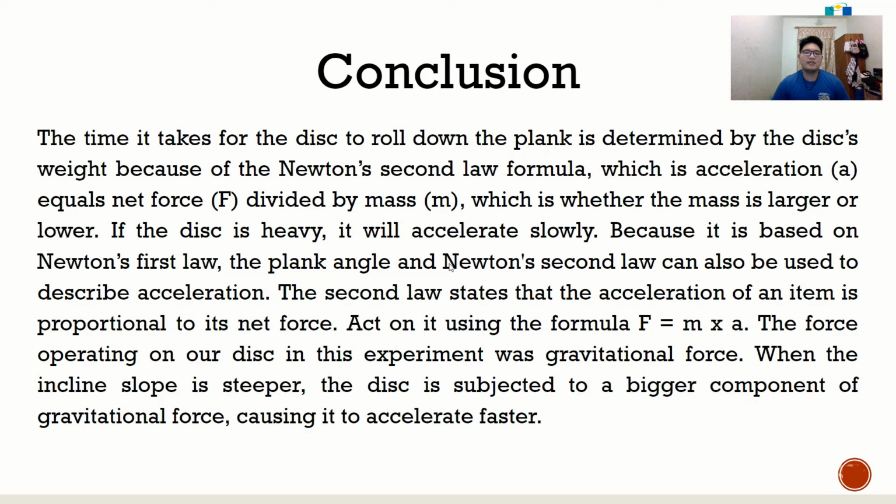The second law states that the acceleration of an item is proportional to the net force acting on it, using the formula F equals ma. The force operating on our disc in the experiment was gravitational force. So when the inclined slope is steeper, the disc is subjected to a bigger component of gravitational force, causing it to accelerate faster. That's all from me. Thank you very much.